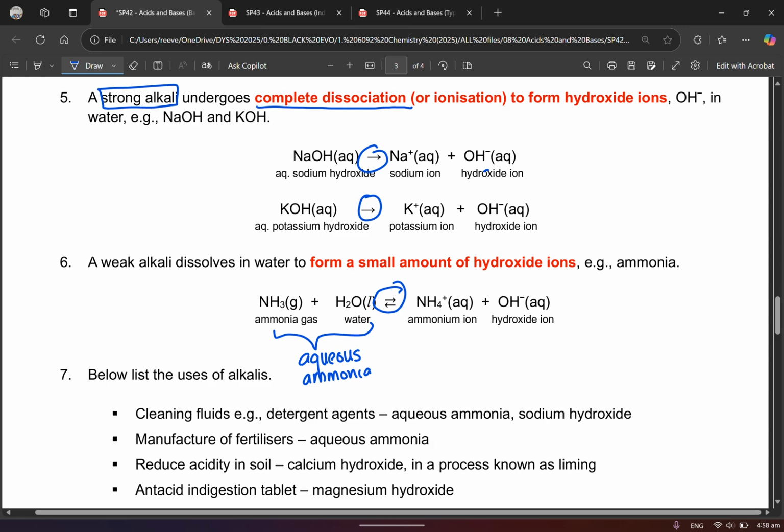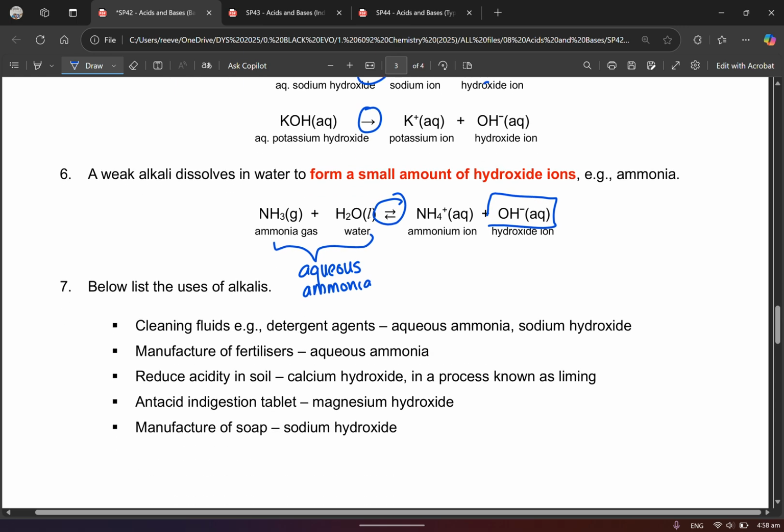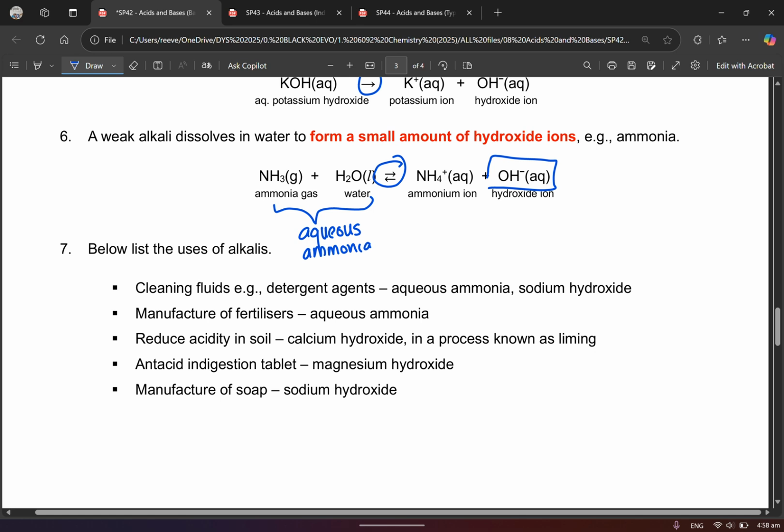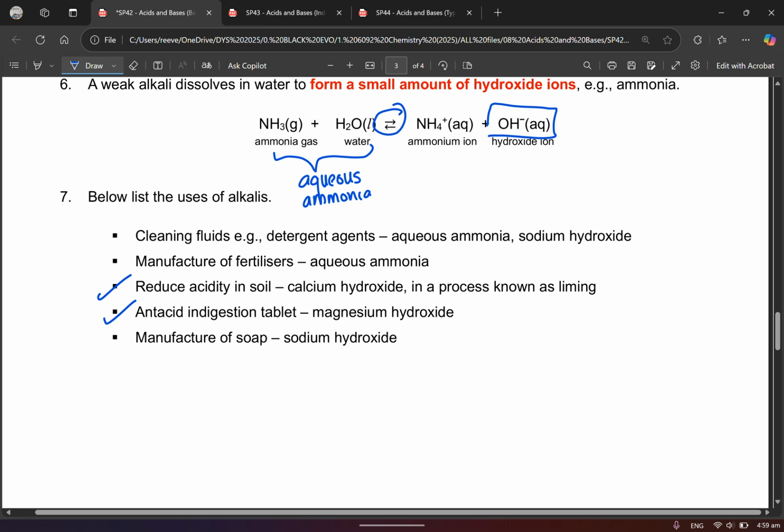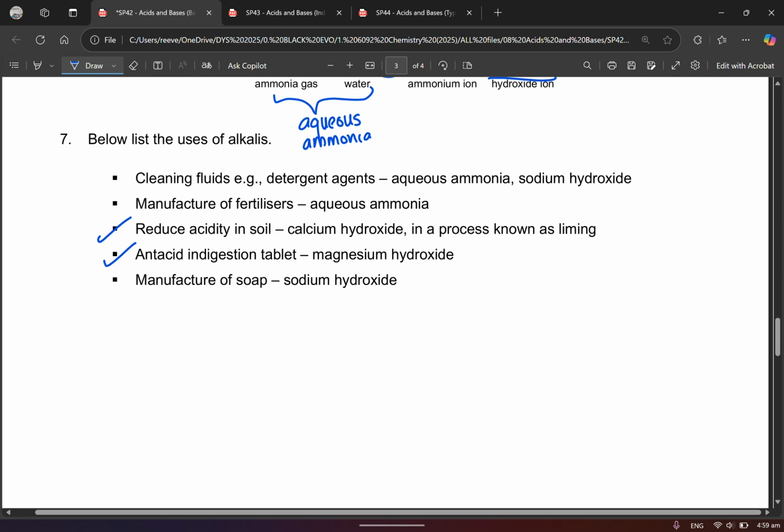So my aqueous ammonia is a weak alkali. And you definitely need the water to get my OH minus ions. Okay, so some of the uses of alkali, let me see. All these, only the fourth one is more important. The rest, you just read for your info. The third one, the fourth one, you'll see them appearing again. Okay, let's move on.